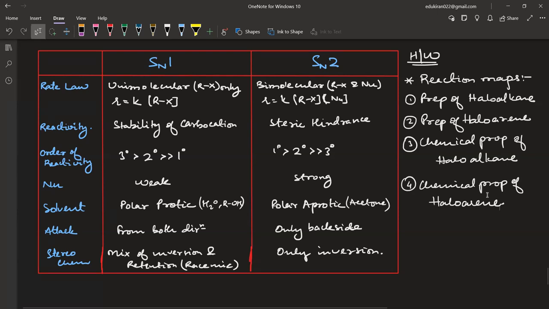Okay, so the first one, आपको एक चीज ध्यान रखिएगा प्लीज. The rate law is what? It is unimolecular. Okay, you either write unimolecular or you write R is equal to K into RX. ठीक है, दोनों लिखिएगा तो दो अलग पॉइंट नहीं गिनाएंगे, it will be the same point only. Okay, remember that.